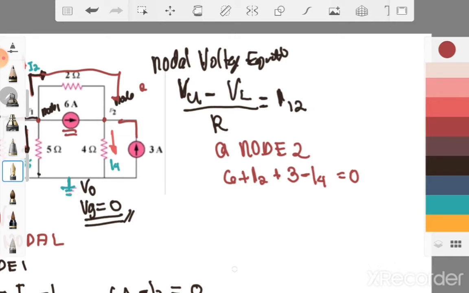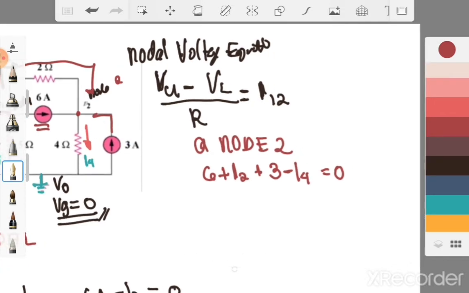Your setting up of equation in your nodal analysis and your mesh analysis is very critical. So, pag nagkamali ka sa pag-set up ng equation mo, therefore, asahan mo na mali ka sa sagot mo. Okay? So, what is your I4? Your I4 is equal to V2, kung saan yung upper potential mo, minus your lower potential, which is your VO, all over 4.